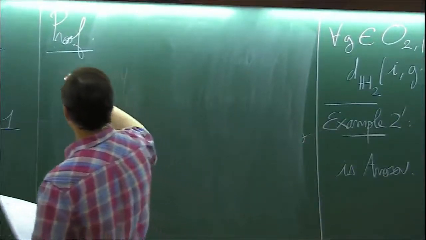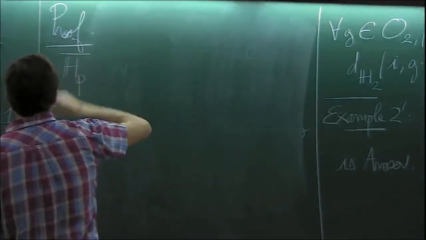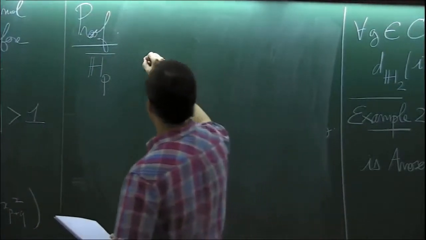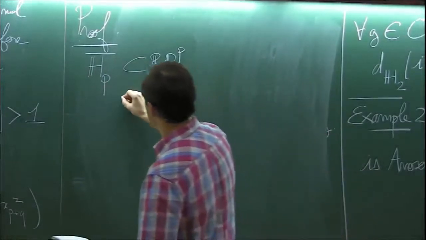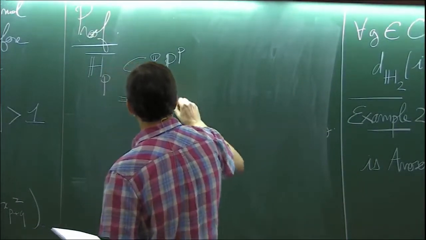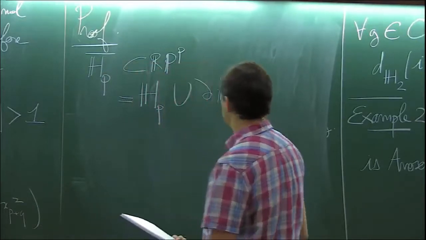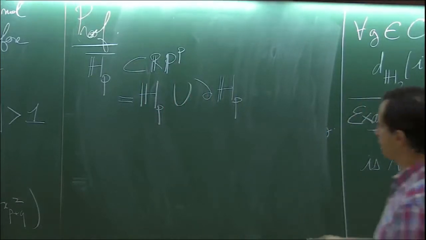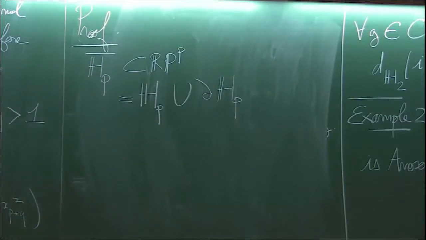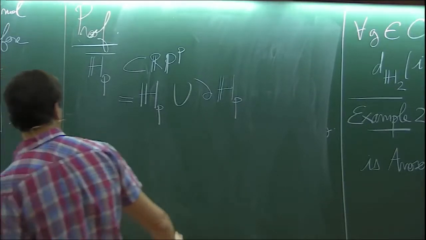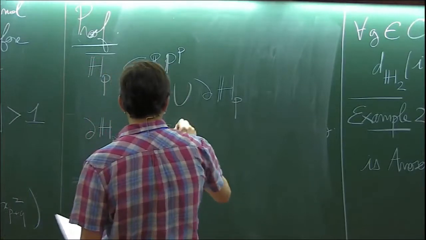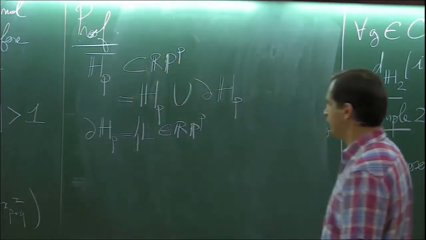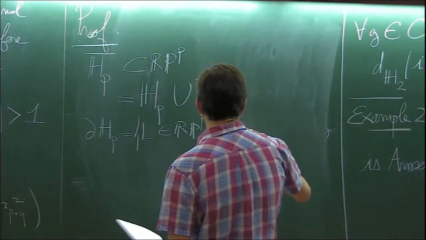First, I look at the closure of the hyperbolic space in the projective space. This is the union of the hyperbolic space itself with something that can be called the ideal boundary of H^p. Concretely, H^p is the set of negative lines, and its boundary is the set of null lines. The boundary of H^p is the set of lines in the projective space that are isotropic.